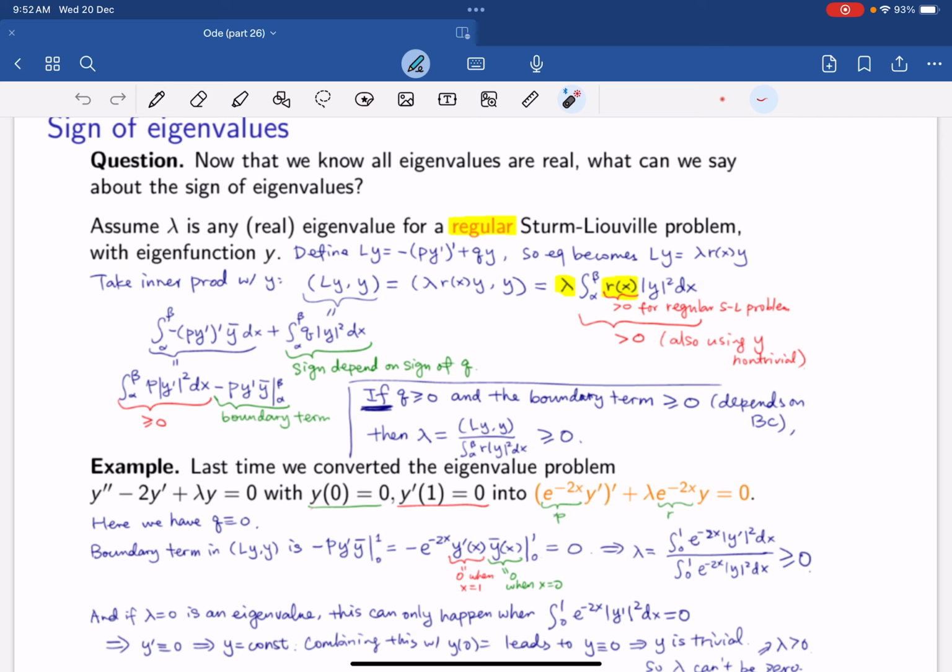So to determine the sign of the eigenvalues, this side is positive, so we can just divide over. So the sign really only depends on this: if we already know this is positive and we know the boundary term is larger than or equal to 0 depending on the boundary condition, then we should be able to tell that the lambda is positive because this whole portion here will be positive.